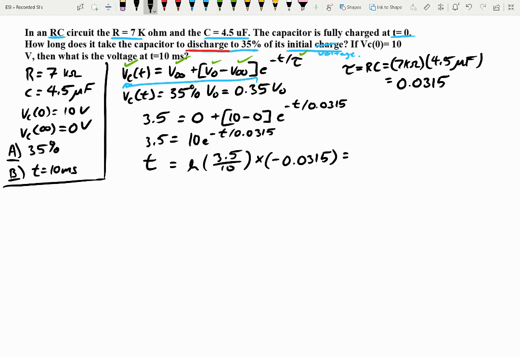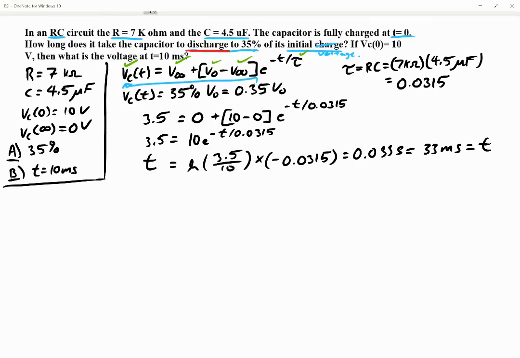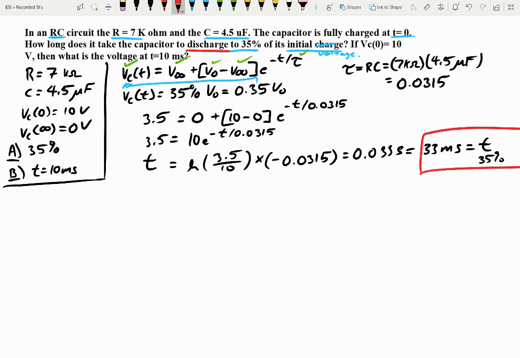But that will be 0.033 seconds, which is 33 milliseconds for time at 35%. Okay. So pretty straightforward, kind of a problem we see a lot pop up in the SI sessions. Just get you familiarized with it. All right, so that's part A. Let's go look at part B.